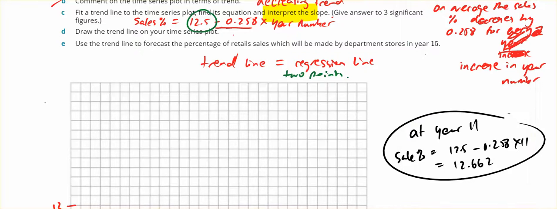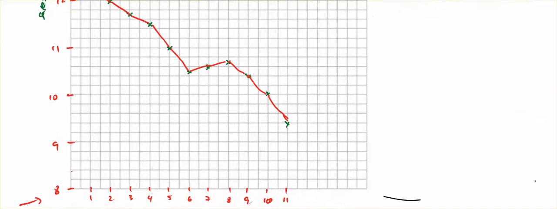No, 9.662, sorry. I was wondering. 9.662, so 2, 4, 6. 9.662, that's 2, 4, 6, 8. So 9.662 is around here. Okay.